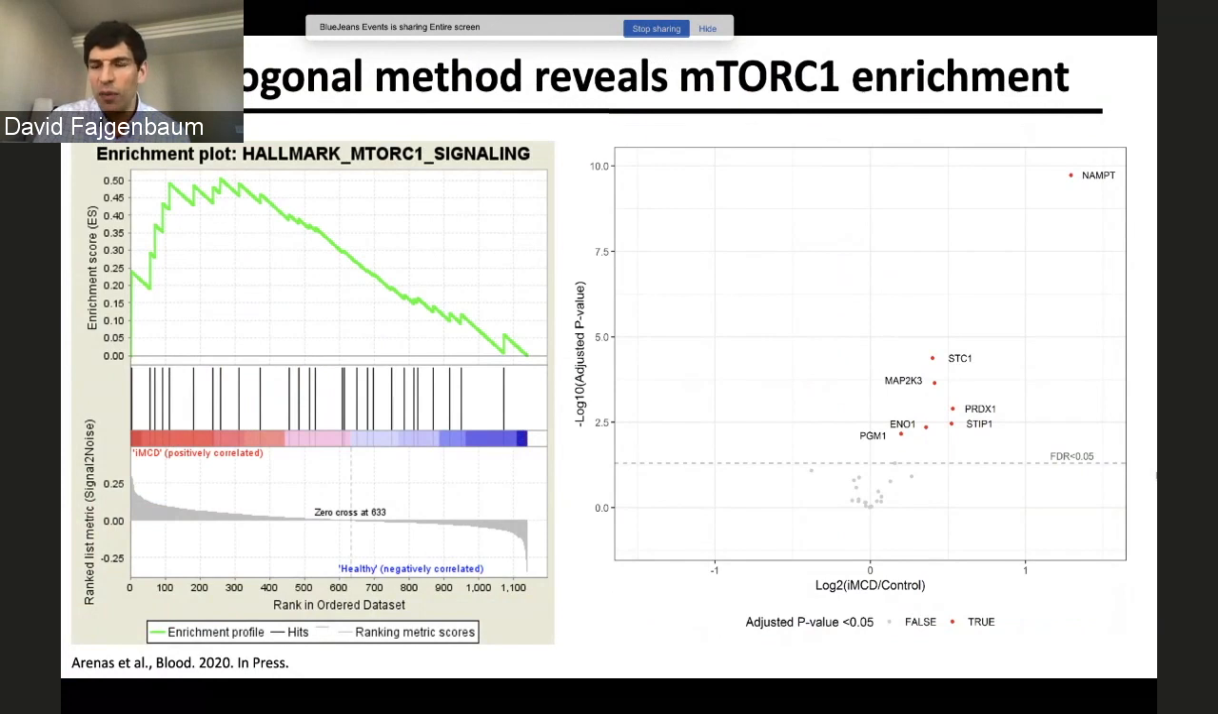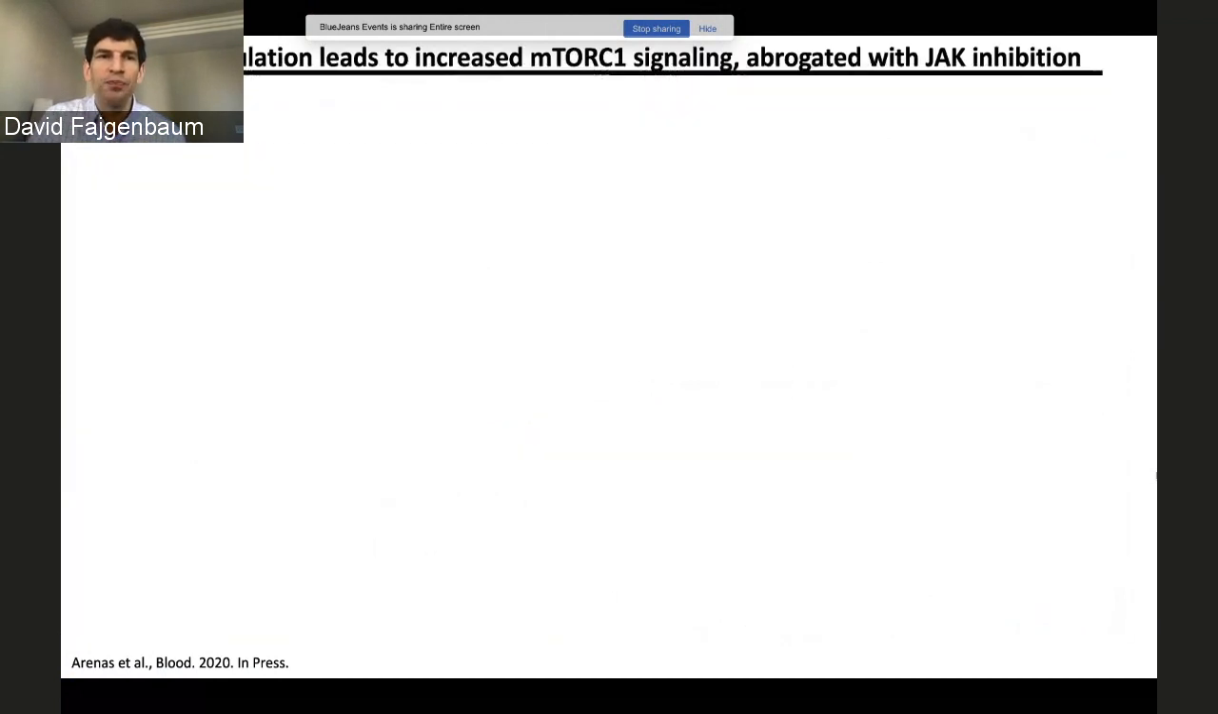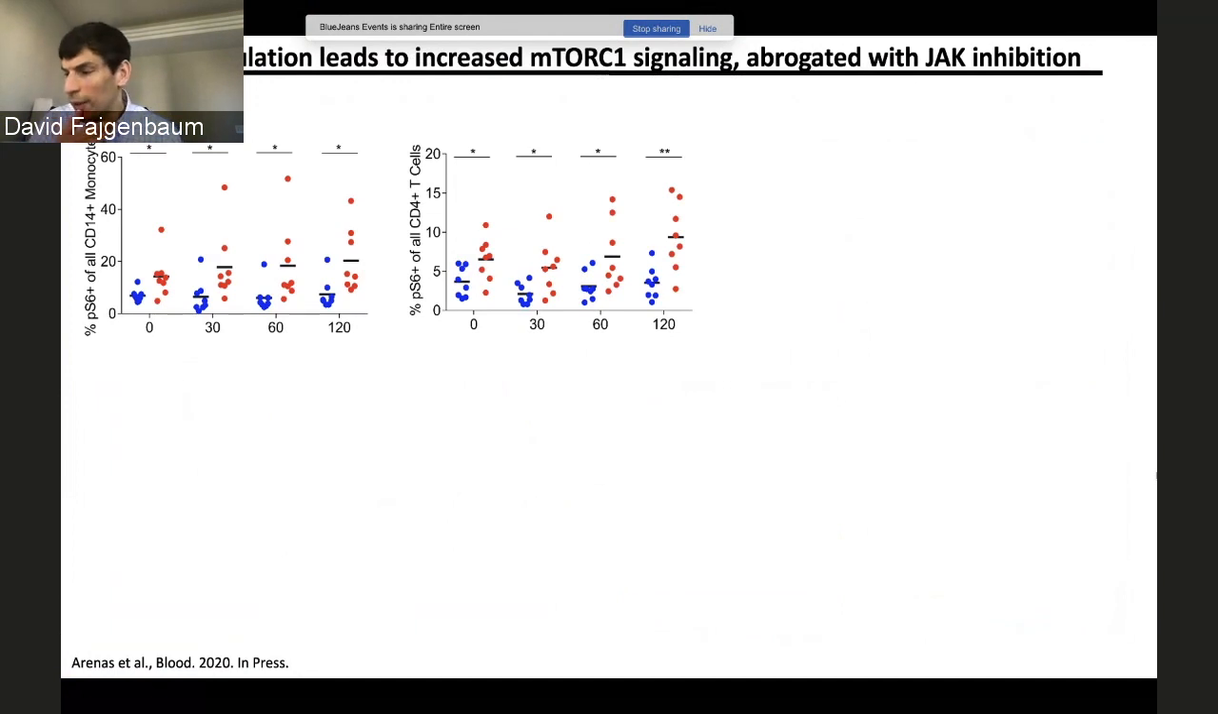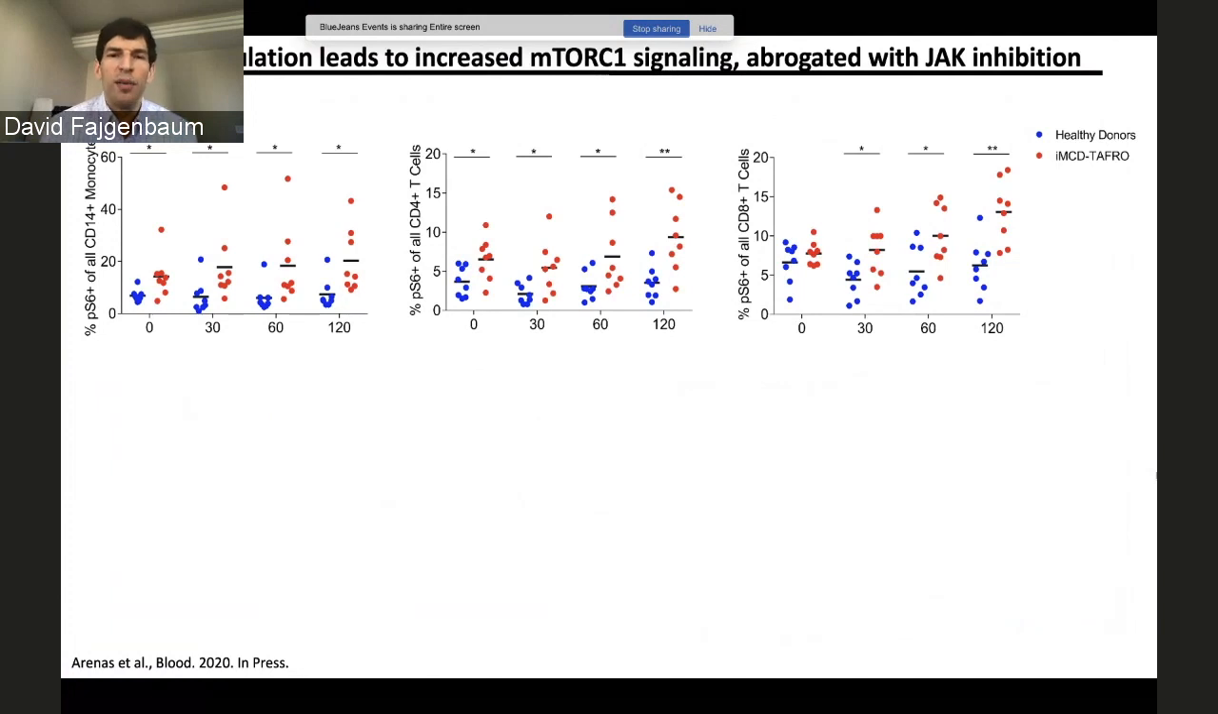And we also used an orthogonal platform. We used our proteomics data to also see whether there'd be enrichment of the mTOR pathway, and we did find, in fact, that there was. An incredible PhD student in my lab, Ruth Ann Langen, has done some really important work with phosphoflow to stimulate cells from iMCD patients. So here in red, we stimulate immune cells with interleukin-6, and we find that actually there's increased mTOR activation as time goes on following stimulation of these iMCD cells relative to healthy donors.